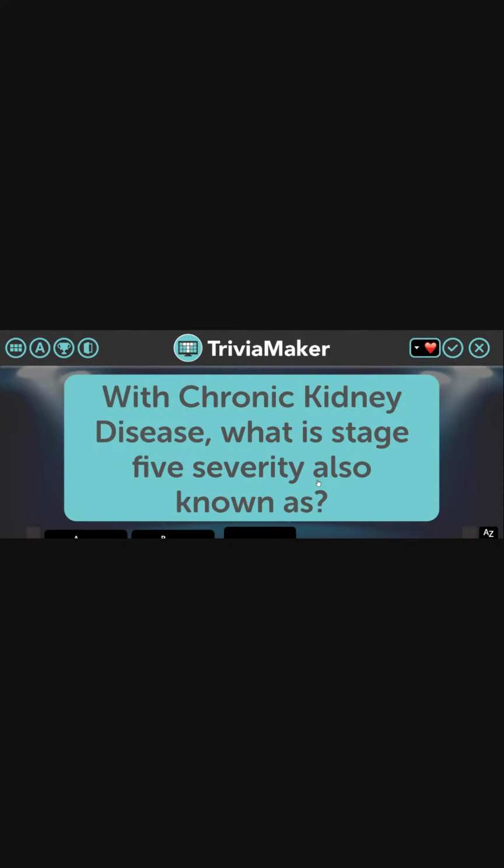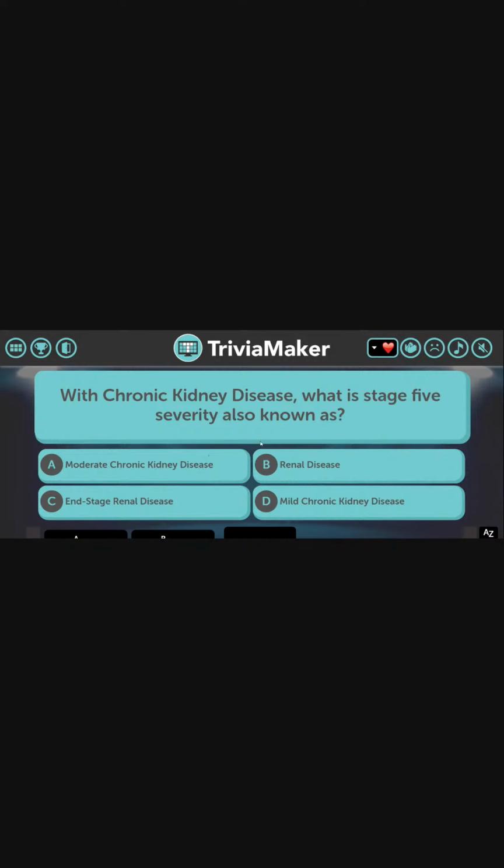Let's keep it up. Let's go back to chapter 14, diseases of the genitourinary system. Let's do a 300. Oh, I did not mean to put this one in here. Okay, that's fine. With chronic kidney disease, what is stage 5 severity also known as? This is supposed to be true or false, but we're getting a multiple choice. We're throwing that in. So, chronic kidney disease, stage 5 severity, what is it also known as? Is it known as moderate chronic kidney disease, renal disease, end stage renal disease, or mild chronic kidney disease? I know you guys know this one, so I'm not worried about it. So, let me know in the chat.